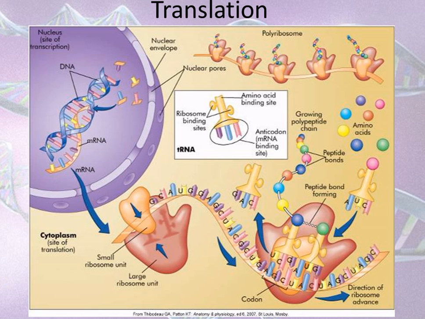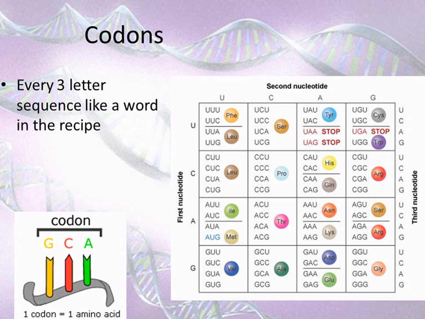And I'll show you that process now. So translation is actually making the product. What was transcription? Writing it. Okay, so with translation, when I read that recipe, I read it 3 letters at a time. And those 3 letters at a time are codons. A codon is the same as having a word on the recipe page. And every possible 3-letter combination represents one of the 20 amino acids.